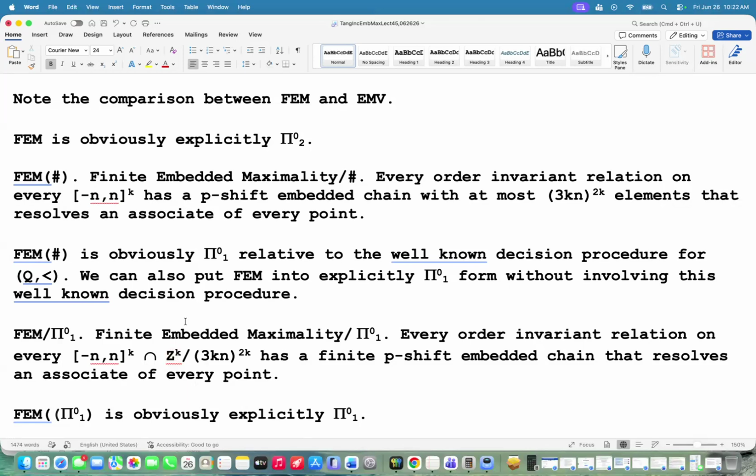Okay. So that's explicitly pi 0 1. There's no issues. No unbounded quantifiers.